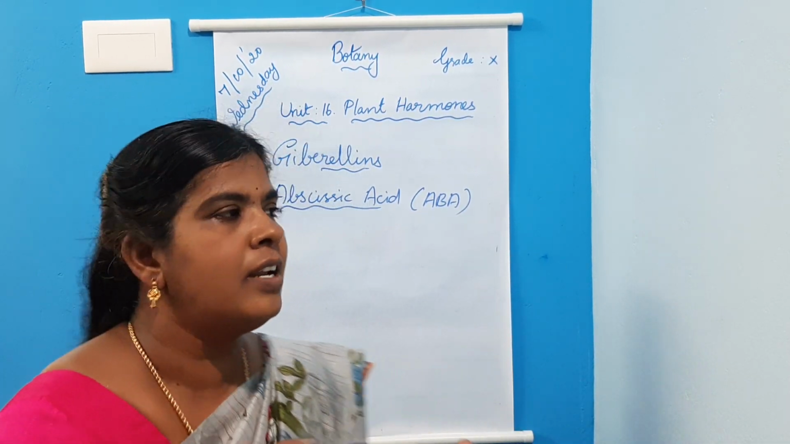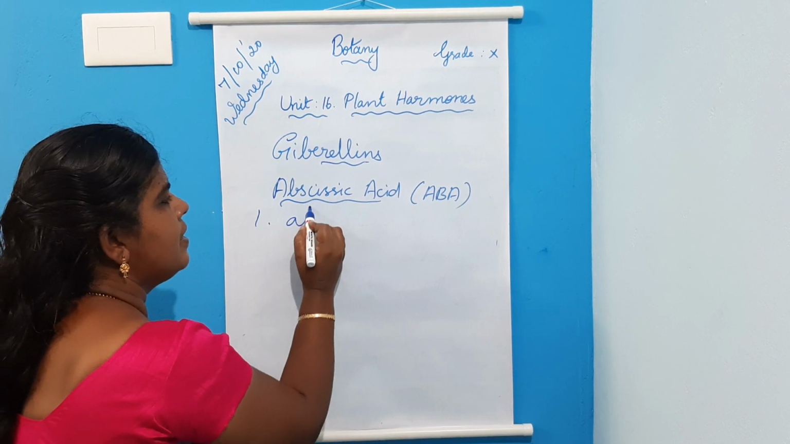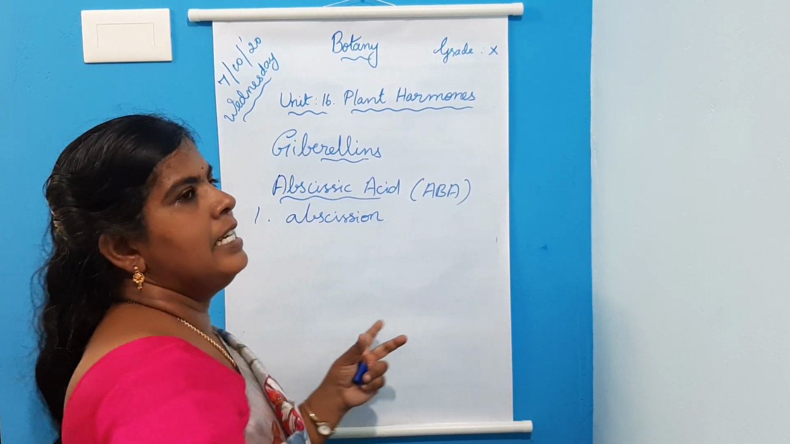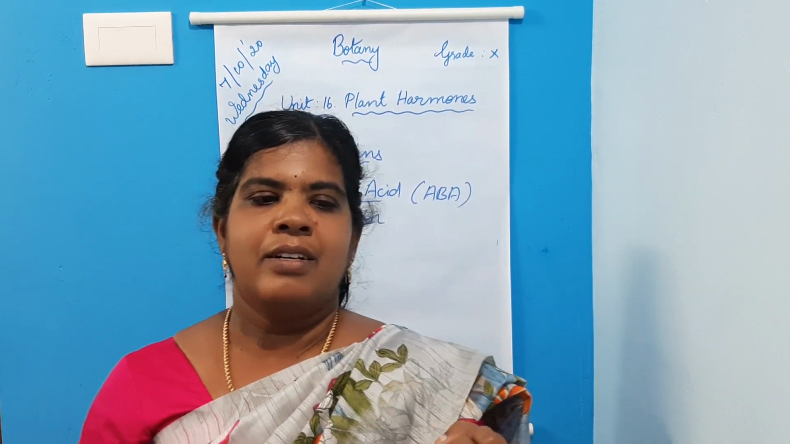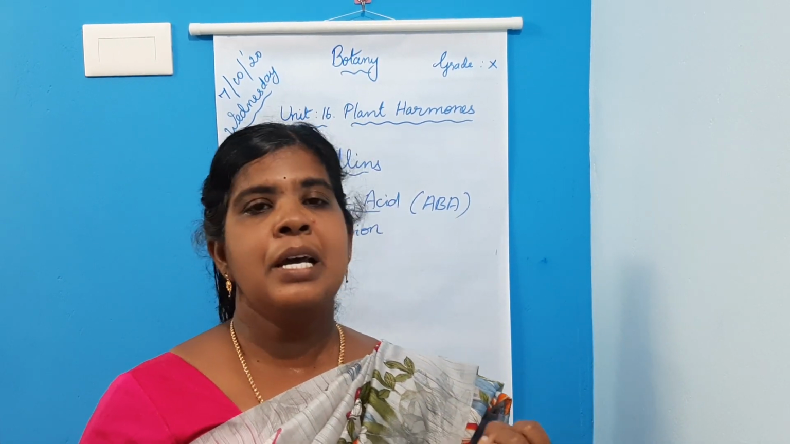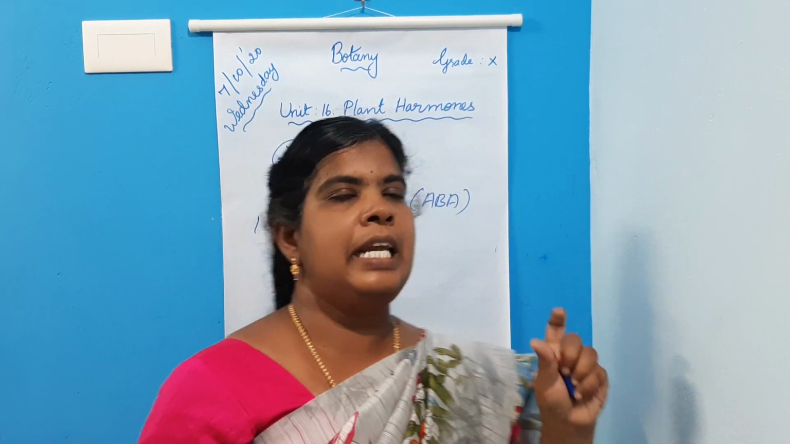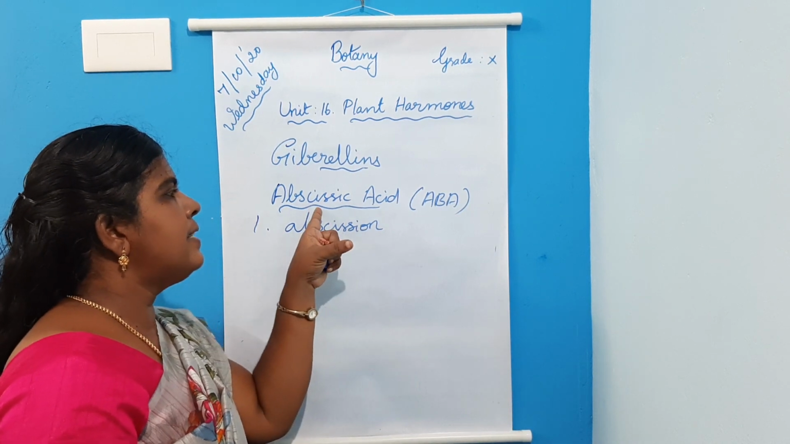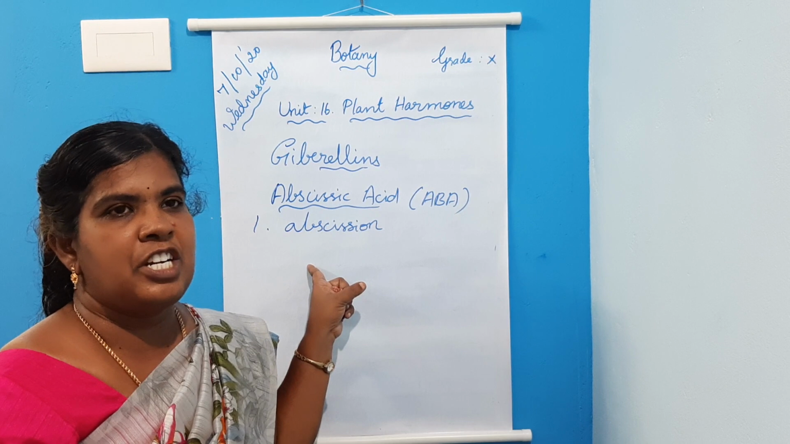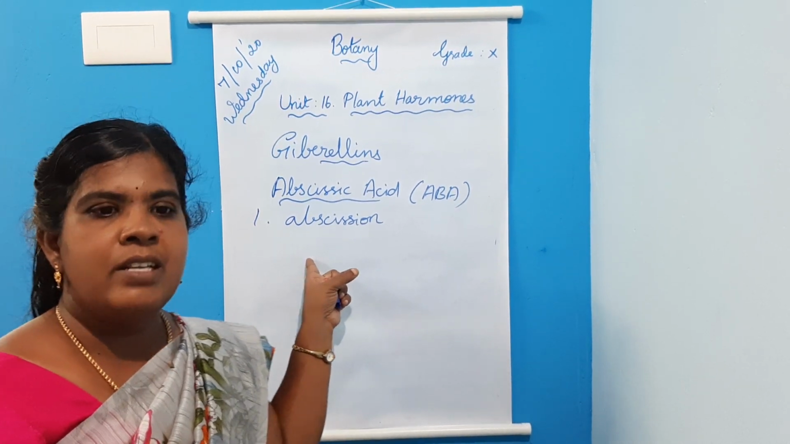What is abscission? Detachment of plant parts, isn't it? That is separation of leaves, flowers and fruits from the branch. That is abscission. ABA or abscisic acid promotes abscission. What is abscission? Separation of leaves, flowers and fruits from the branch.